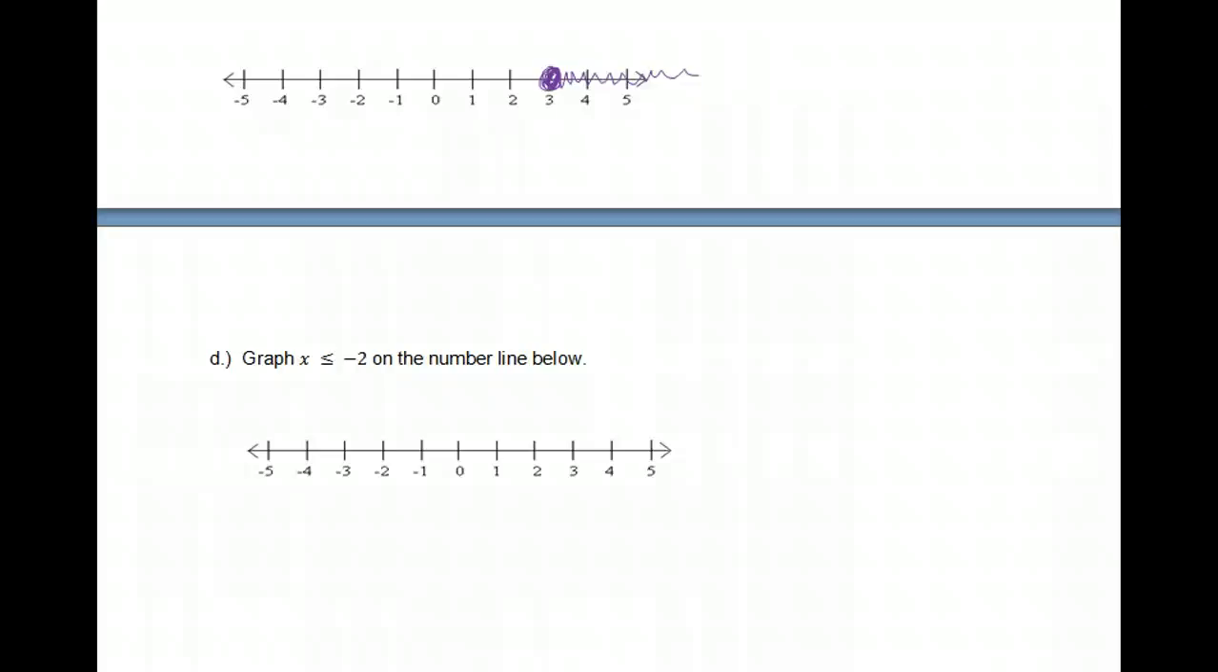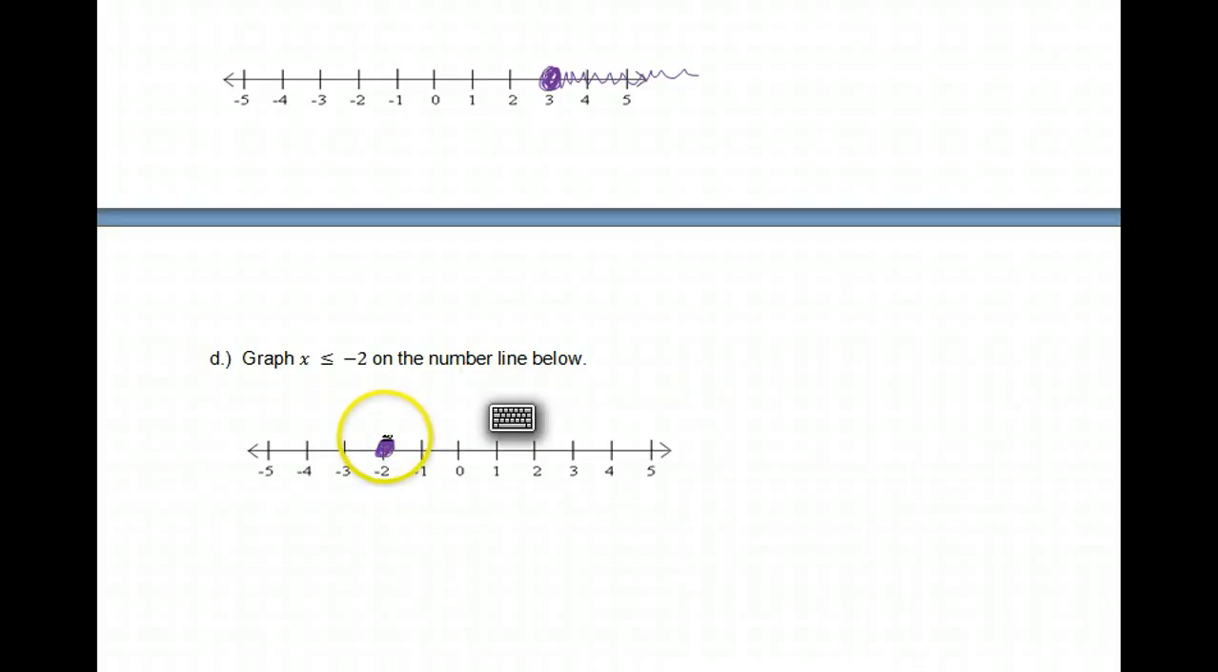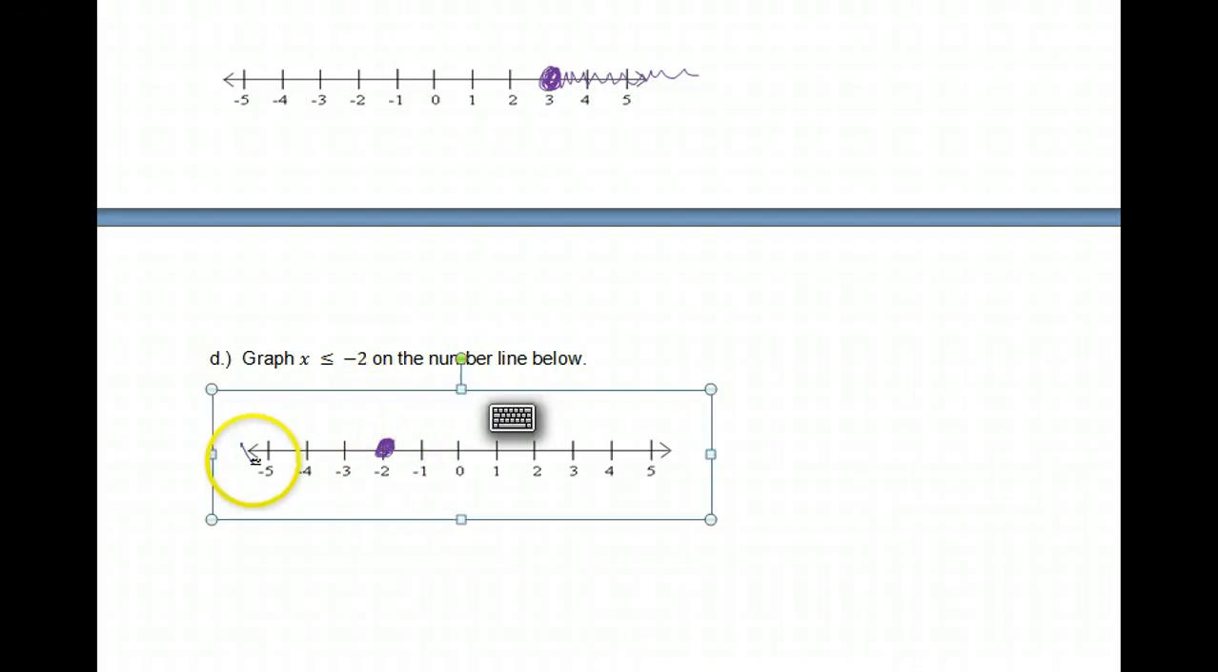Okay, at this point you should have graphed letter D and you should be ready to check your answer. Your boundary number here is -2, and since we're using a less than or equal to, we want to use a closed circle so that we know that -2 can be included in the solution set. And since x is less than or equal to, we would shade to the left so that we know that the values are less than.